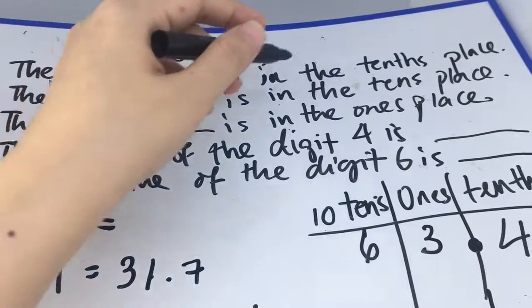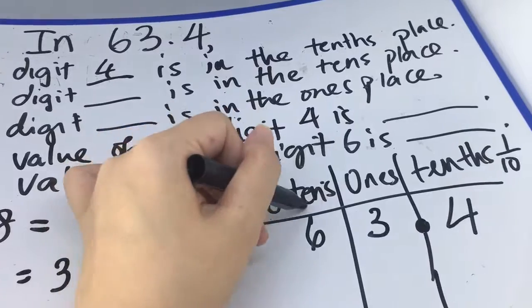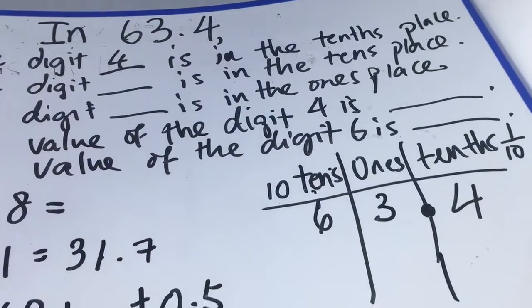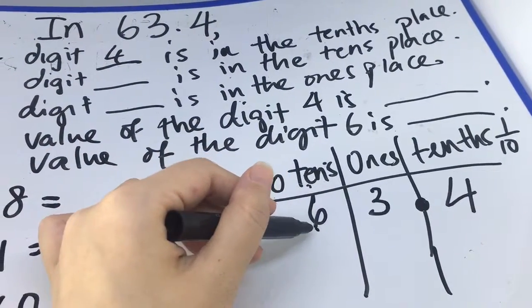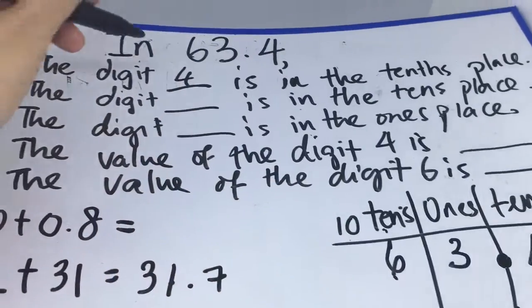The digit what is in the tens place? So we're looking at this place. So what digit do we have here? This digit is 6.